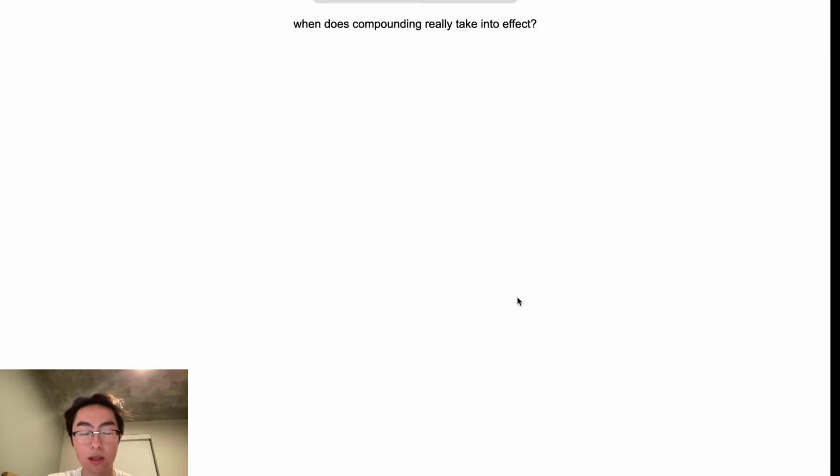When does compounding really take effect, way later on in the future? Usually, I guess in the beginning years, continuous compounding, discrete compounding, or simple interest usually give similar returns.